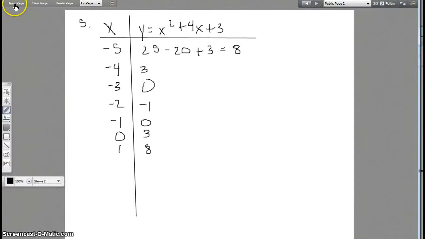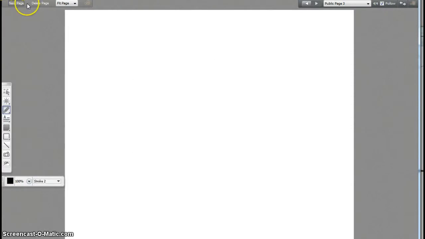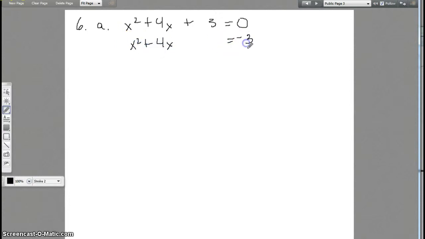Now let's look at number 6. Number 6 uses these exact same equations. So for number 6, it says find the solutions to the quadratic equations by completing the square. So I'm just going to show you this for the first one. X squared plus 4x plus 3 equals 0. Remember, when you're completing the square, we want our x's on one side and everything else on the other. So I'm going to subtract 3 from both sides, and we will end up with x squared plus 4x equals -3.